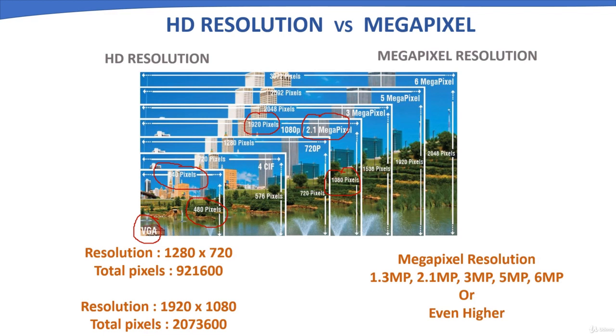Higher megapixel resolution cameras are required where more detailed information is needed. For example, cash transacting counters, jewelry stores, vehicle license plate detection, etc.